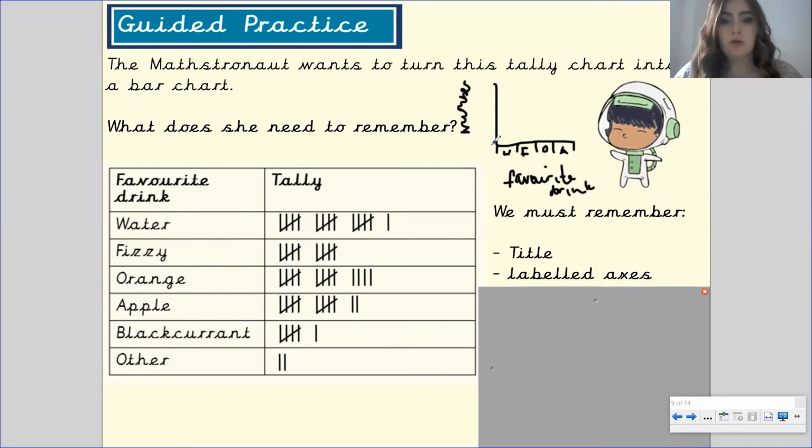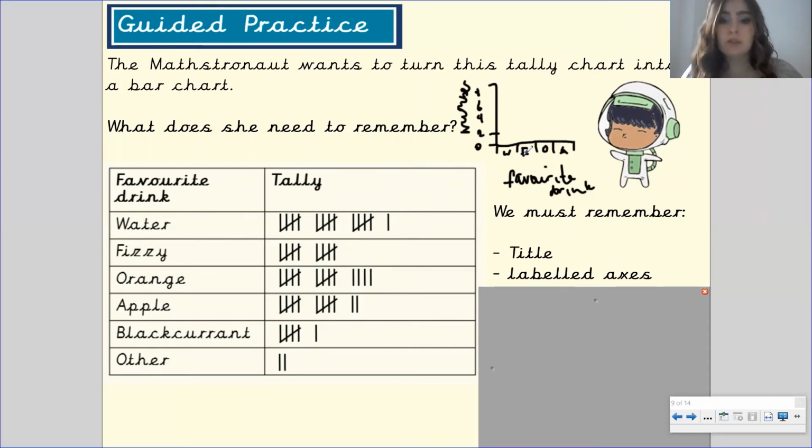And then you would have 0 at the bottom here. And then you'd split it into a suitable amount. So if we have a look at our highest number here, we've got 5, 10, 15, 16. So we may decide then to split it into twos. So 0, 2, 4, 6, 8, and so on. Or you could go up in ones. It depends on what works best for your bar chart.